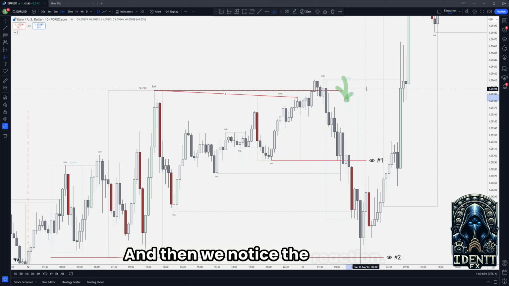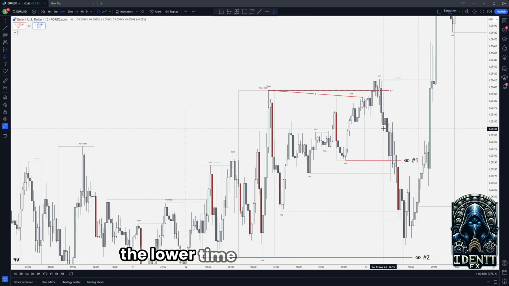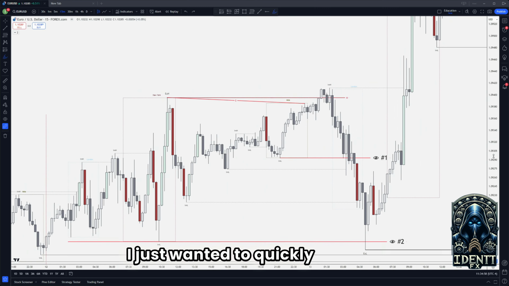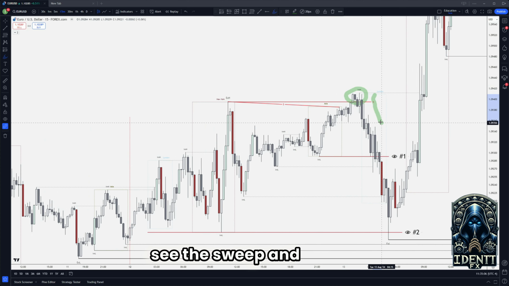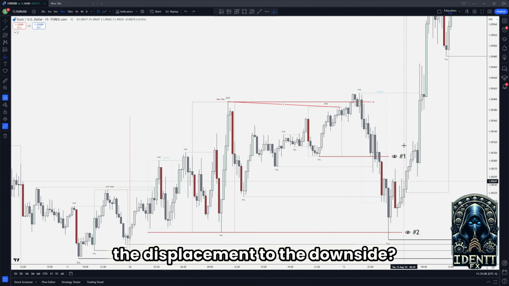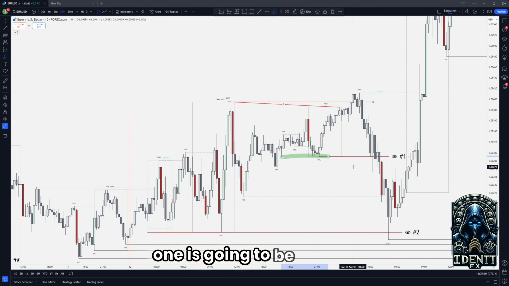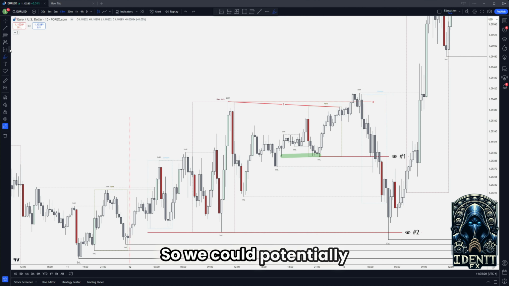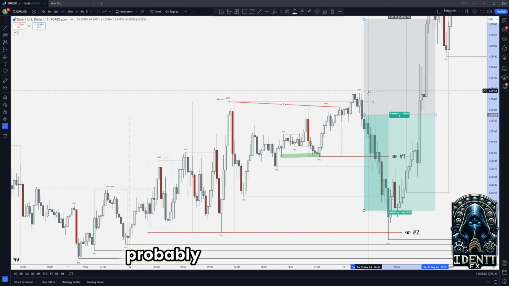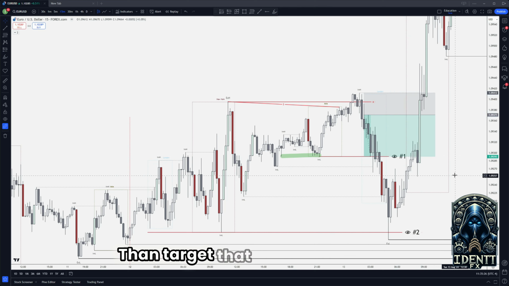And then we noticed a reaction, and we can look for entries on the lower time frame in a second. I just wanted to quickly explain what I was seeing. All right. So as a first target, what could we look at after we see the sweep and we see the displacement to the downside? Our draw on liquidity number one is going to be the low hanging fruit, which is the Asian session low right here. So we could potentially take a short position, probably somewhere over here, and then target that first bit of a draw on liquidity.